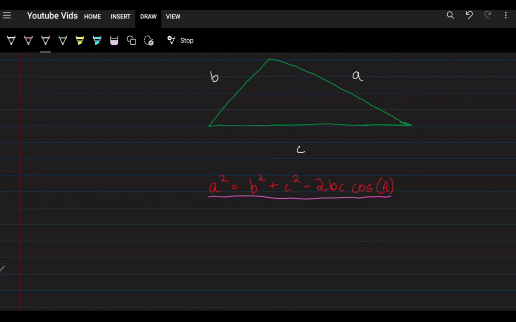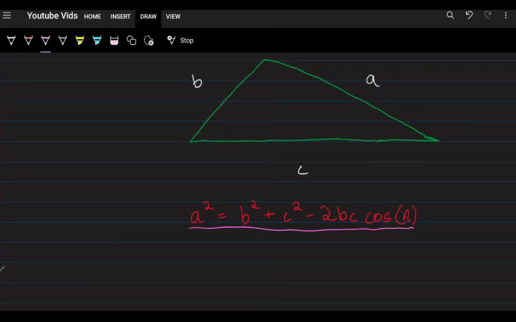So I've labeled this triangle A, B and C. This is not an isosceles triangle, this is actually a scalene triangle for which this formula exists, where this angle is A because the opposite side is always corresponding to the opposite angle. This angle is capital B, this angle is capital C.